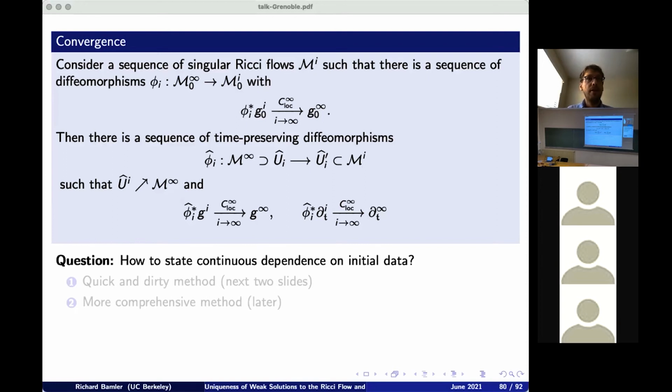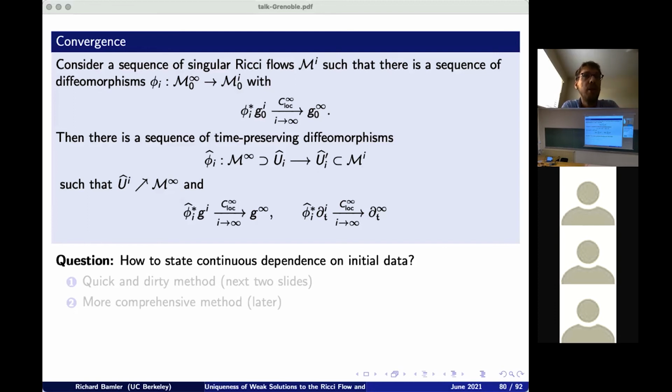So what I would like to do in the last part of this chapter in this talk is to state a result that shows that we have continuous dependence on initial data for singular Ricci flows. And I want to state it not in the sequential version. I want to state it as saying, suppose we have some continuous family of metrics on a given manifold. There's some kind of continuous family of singular Ricci flows arising from this. Okay, so this is the goal of making this precise.